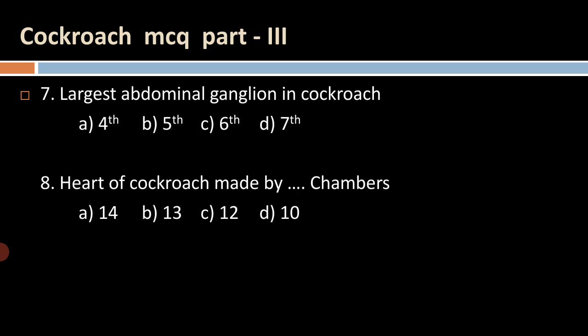Number 7, largest abdominal ganglion in cockroach. A. 4th, B. 5th, C. 6th, and D. 7th. So the 6th ganglion is the largest ganglion in the cockroach nervous system.